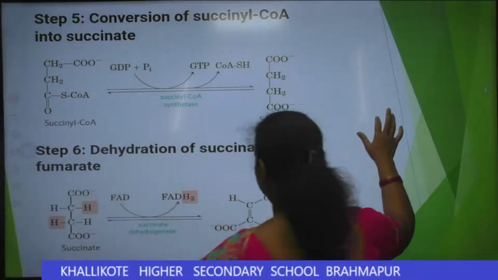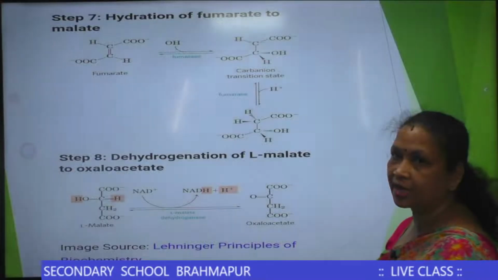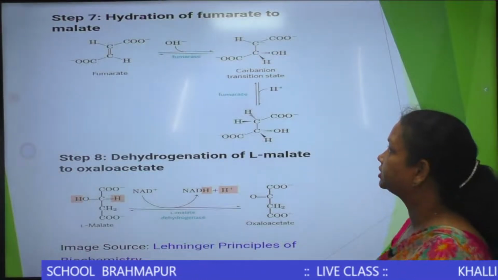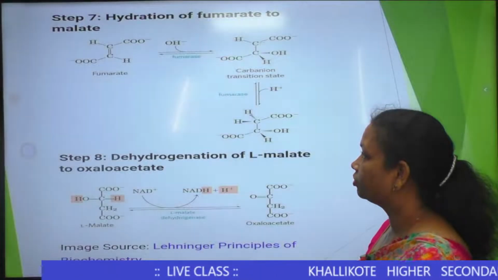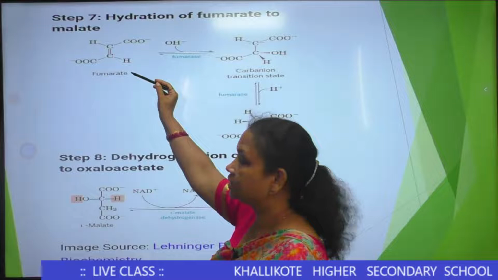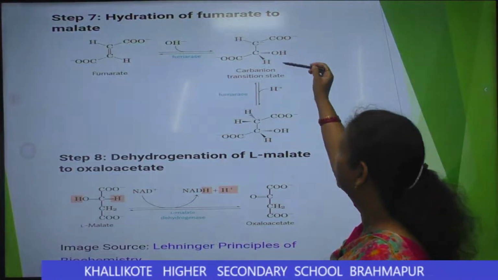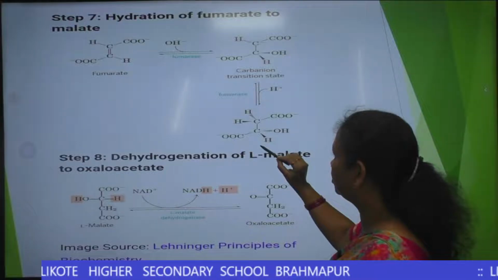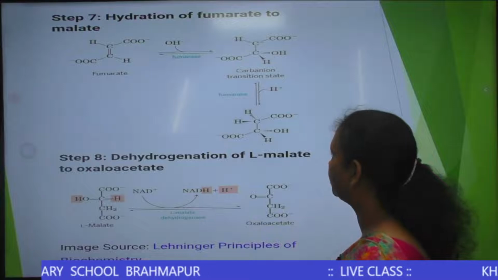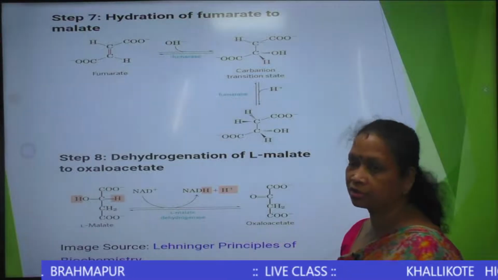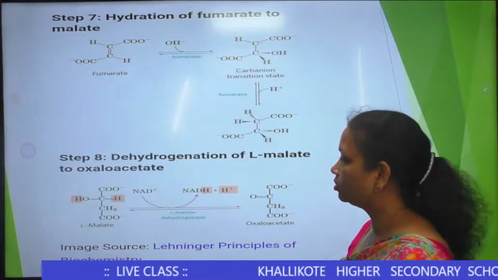So, these are now the 6 reactions that have occurred. The 7th reaction or the 7th step is hydration of fumarate into malate. So, the fumarate molecule is hydrated, that is addition of OH will take place and this is the molecule of malate that is formed in presence of enzyme fumarase. So, hydration of fumarate takes place into the molecule of malate.